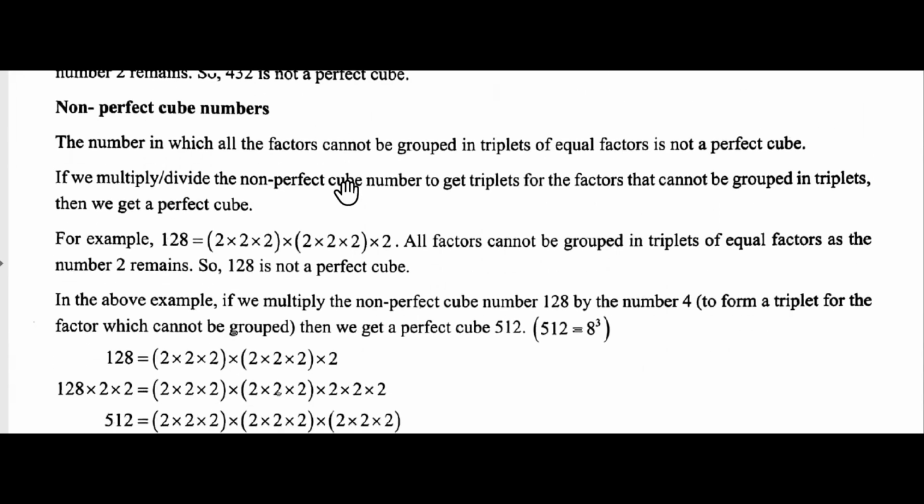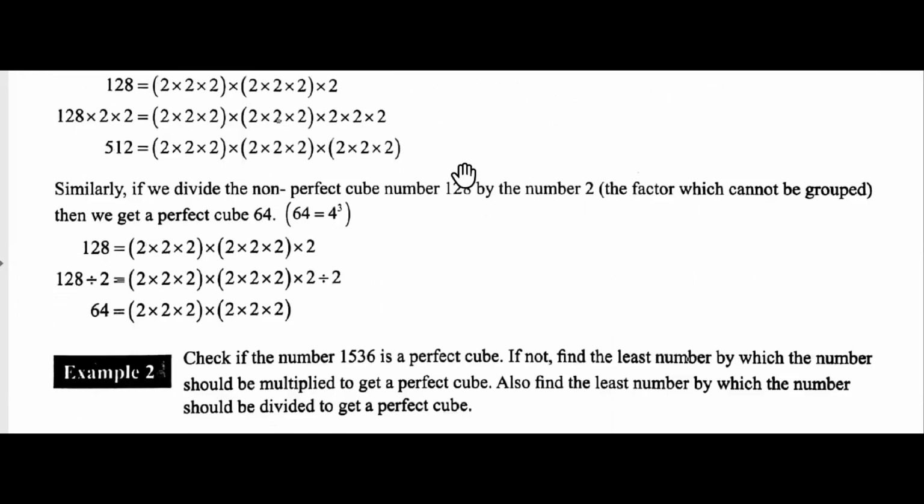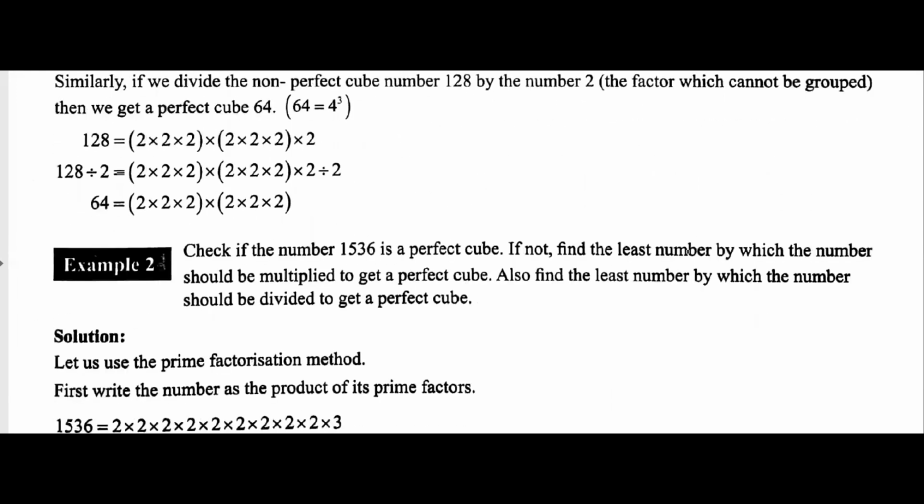Okay. Fine. Non-perfect cube numbers. A number in which all the factors cannot be grouped in triplets of equal factors is not a perfect cube. This is easy, right? Like how we have perfect squares, similarly here we have perfect cubes and non-perfect cubes.